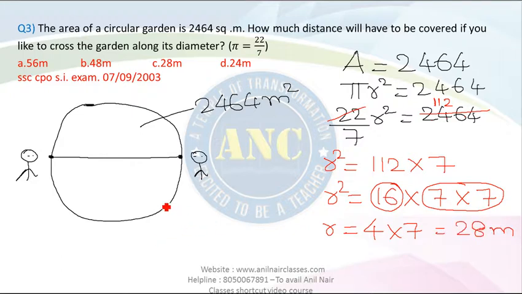But they are not asking you R value, they are asking you D value. Diameter is 2 times of radius. Answer is 2 times of 28, which is 56 meters. Option A.